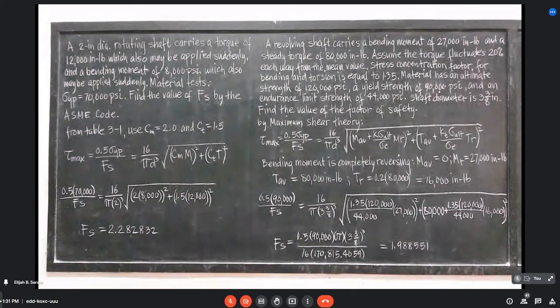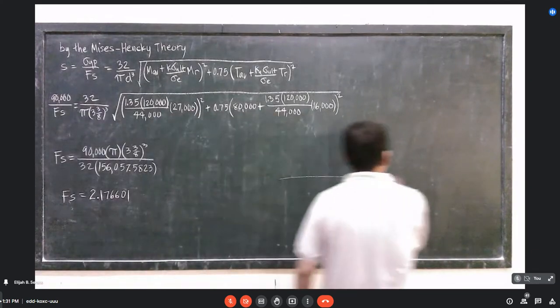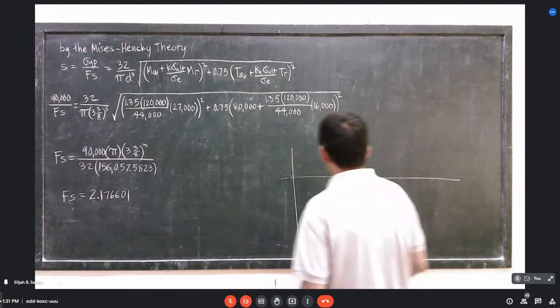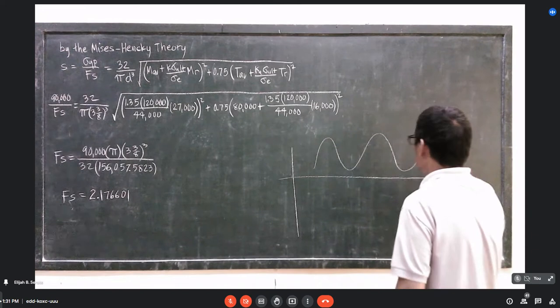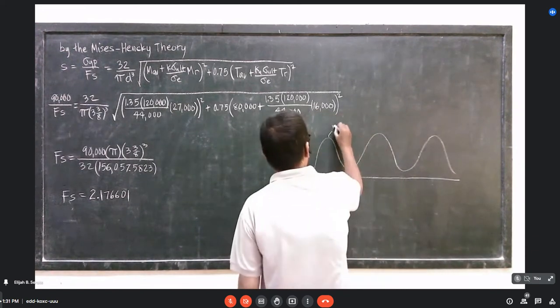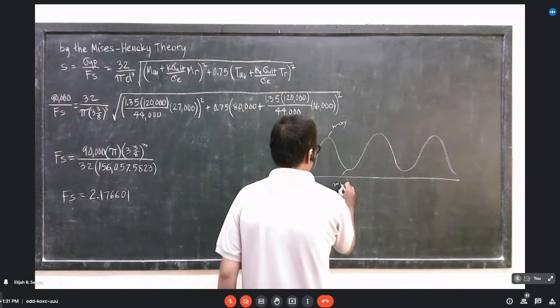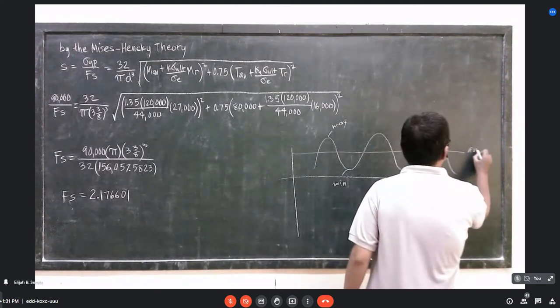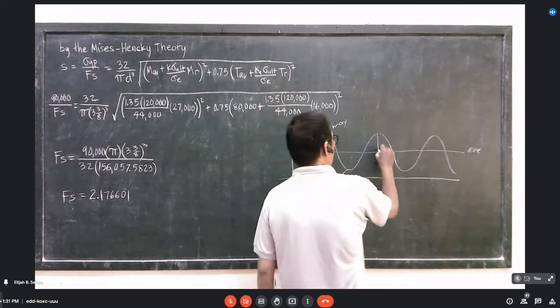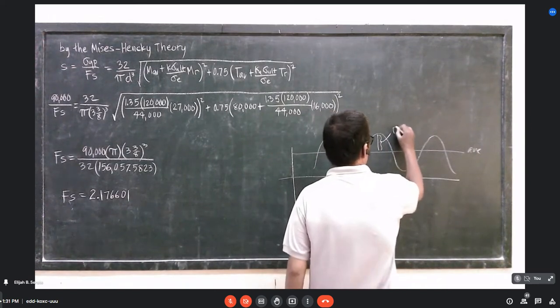Okay, if you try to recall, if these are your values of your maximum and your minimum, then of course the one in the middle is your average, and that one is your range.